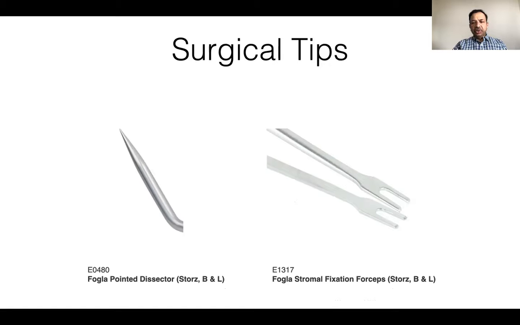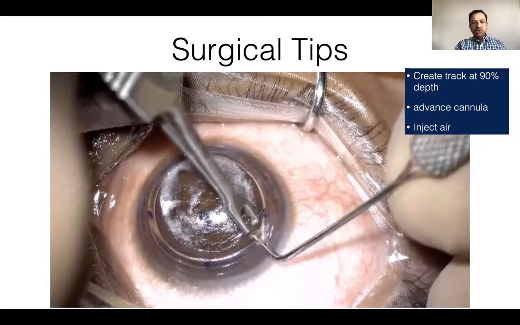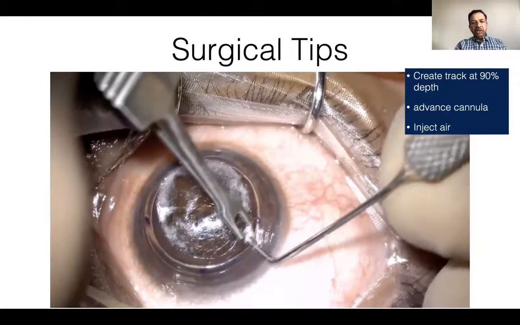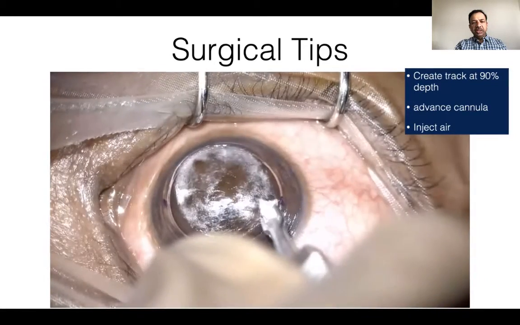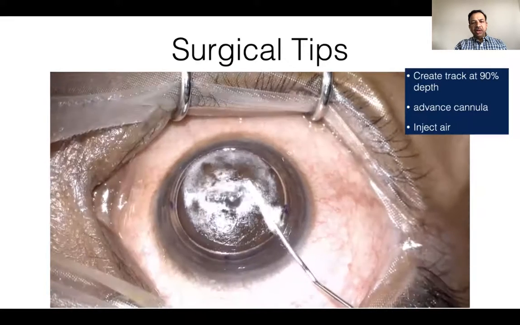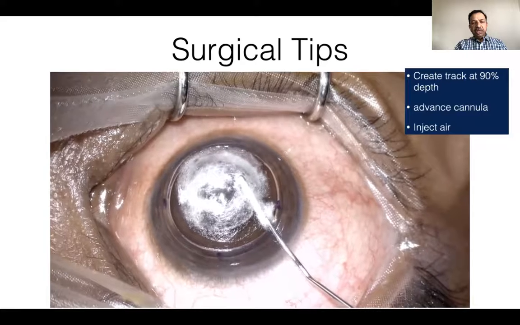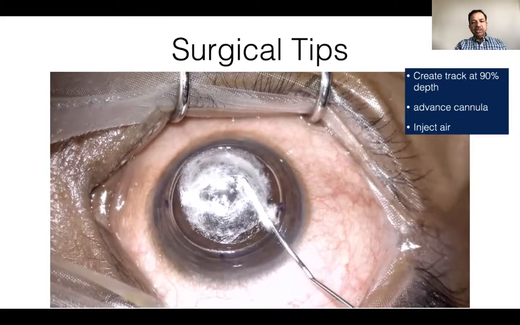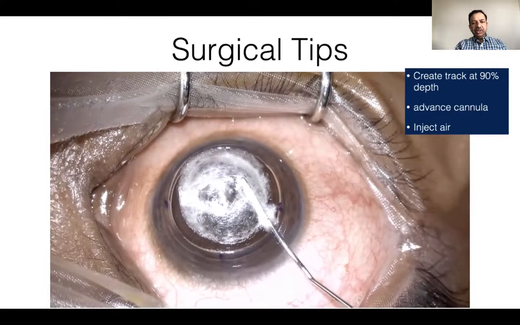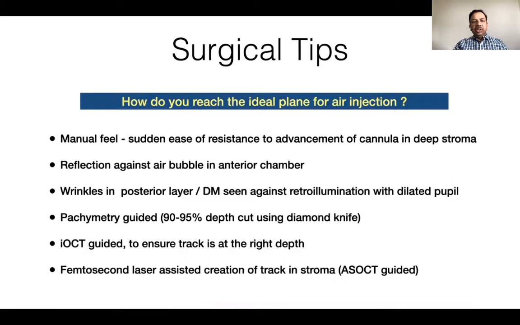In addition, I like to use the stromal fixation forceps and the pointed dissector. The stromal fixation forceps holds the residual stroma, stabilizing it. The pointed dissector goes to the base of the trephination and just makes a small track in the stroma into which the air injection cannula is introduced and moved forward. And then as you inject air, you find an initial resistance and a sudden give-way sensation with the initiation of the big bubble.